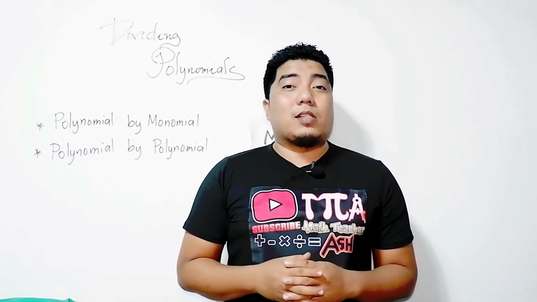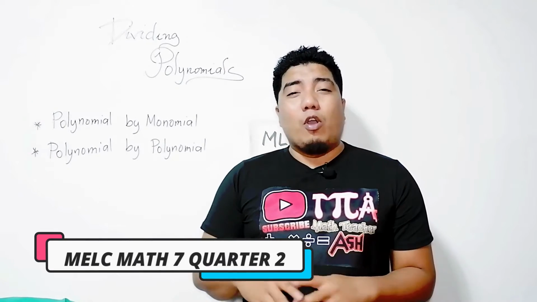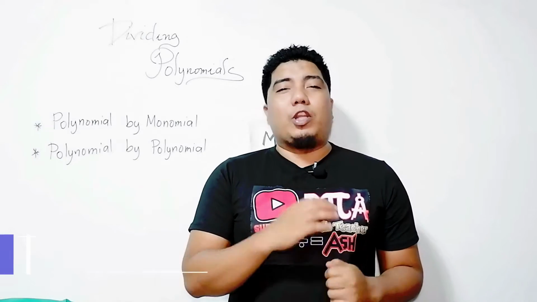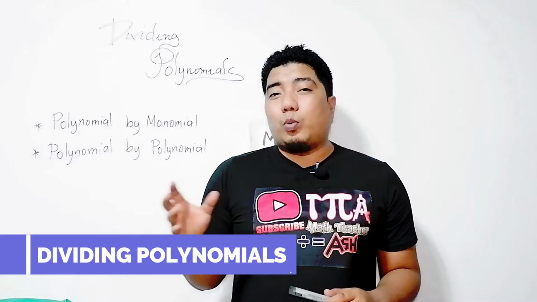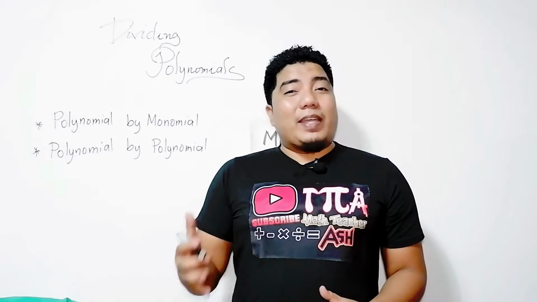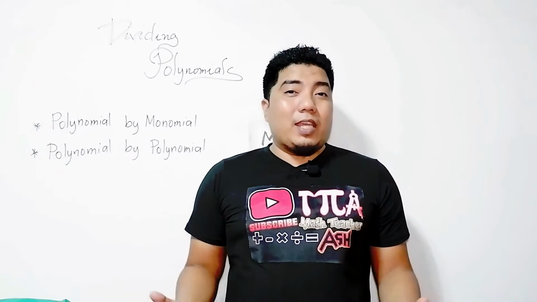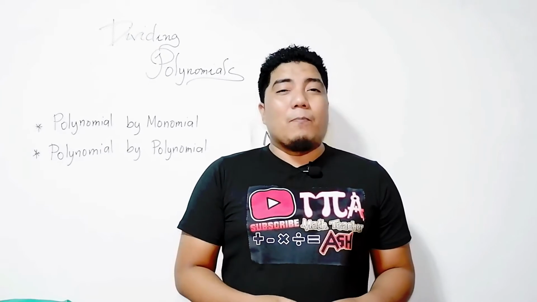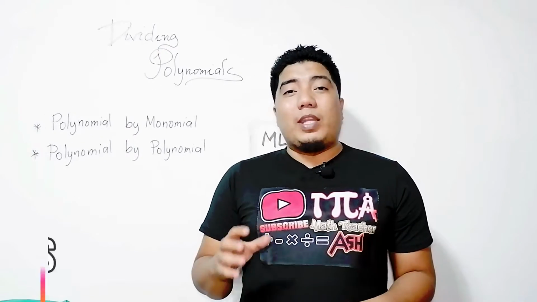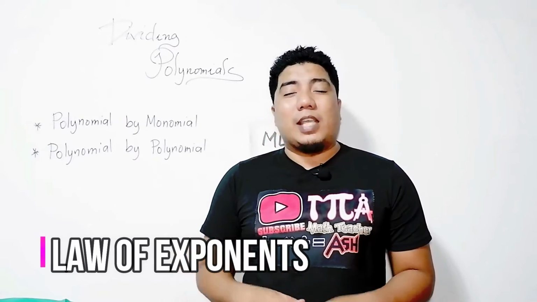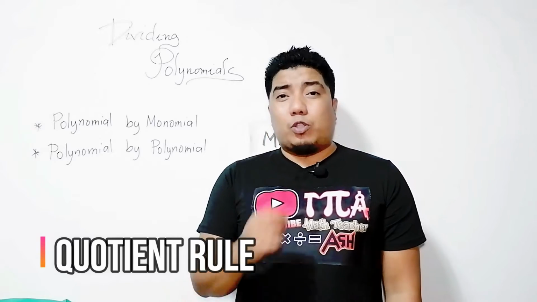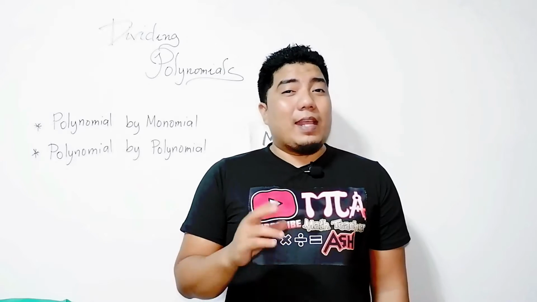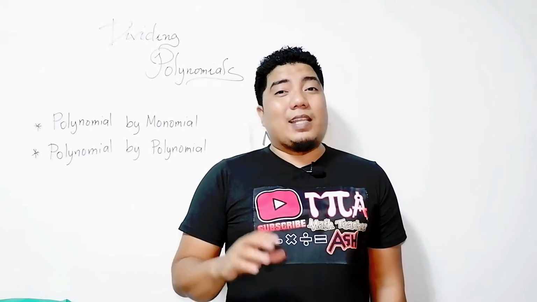Today, we're going to discuss the most essential learning competency-based lesson for Quarter 2 of Grade 7 Mathematics, which is all about dividing polynomials. The question is, how do we divide polynomials? In dividing polynomials, the things that we need for this to be understood easily and efficiently are the things we need in multiplying polynomials. We need to have a background in the law of exponents, especially the quotient rule. So, the question is, how do we divide polynomials? Now, let's consider some examples for you to understand this easily.